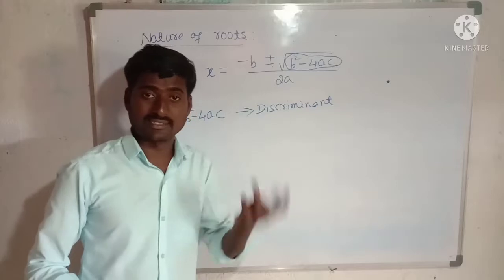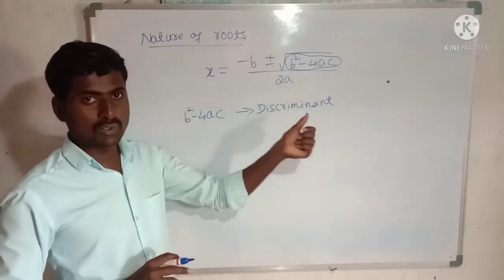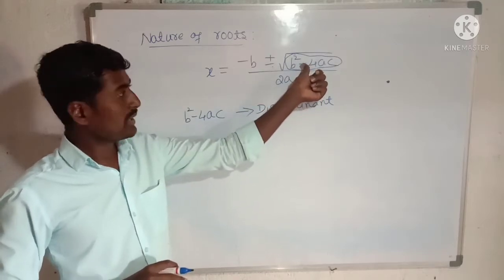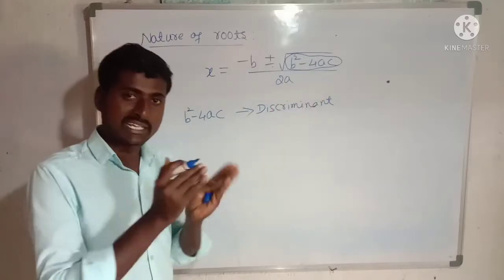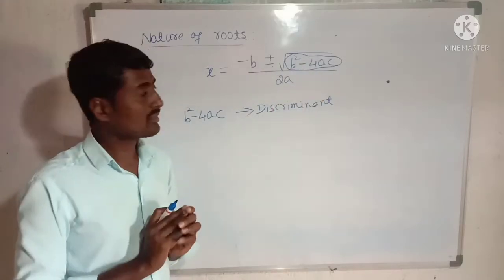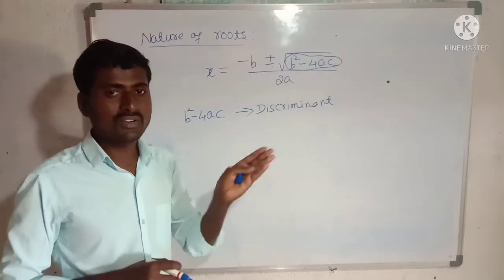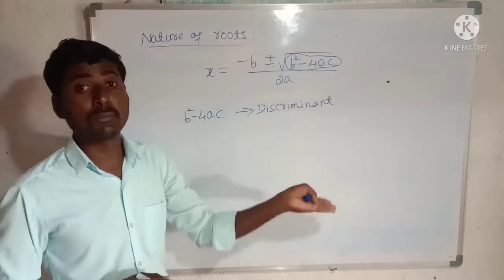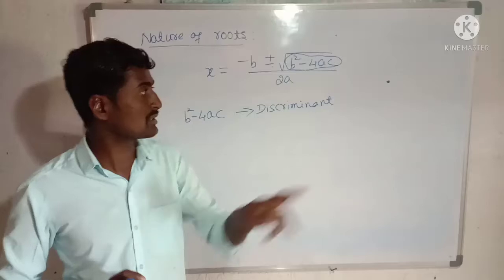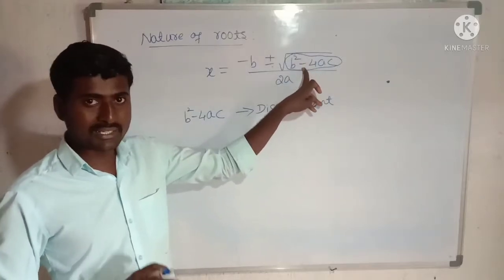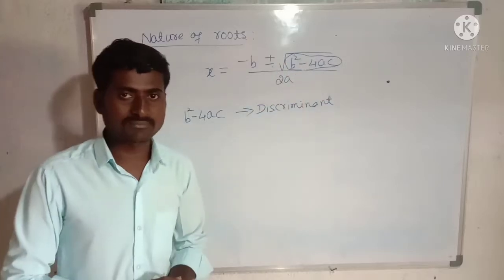Now in the last classes we have solved some questions. In those, for some questions we are getting this discriminant as negative, means less than 0. For some questions you are getting this term as 0. For some questions you are getting this term as positive, it means greater than 0.